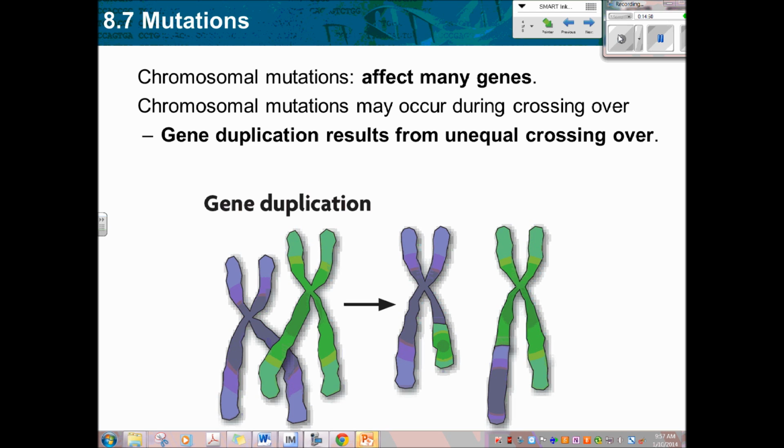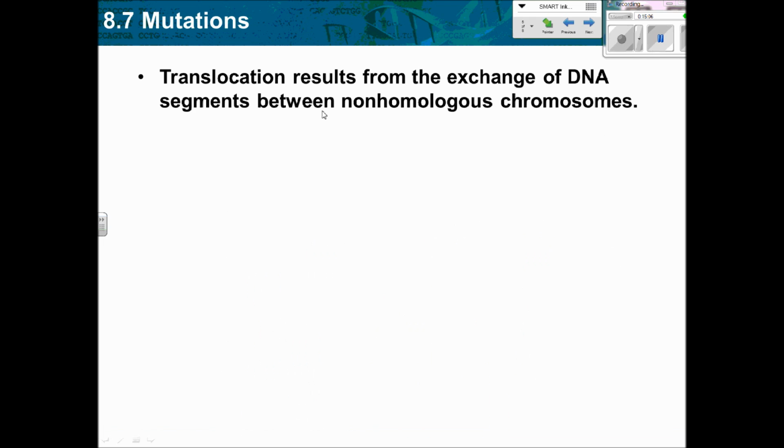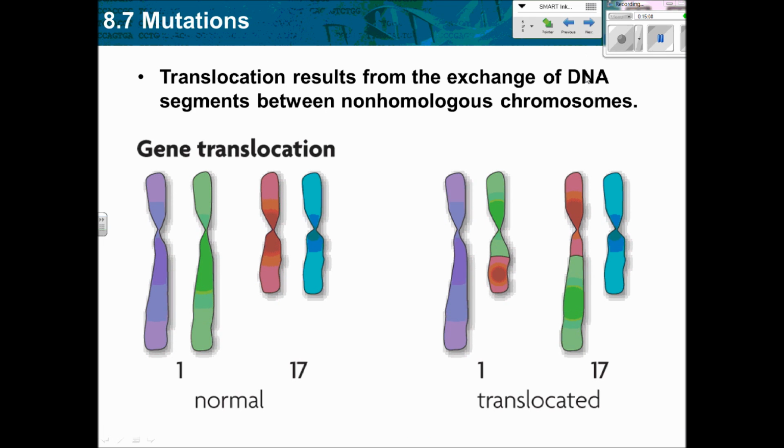So now this right here is duplicate genes. This guy is missing genes. So obviously that's going to be a problem, right? They're not going to be able to make the proteins they need. Now the second one is even worse, and that one's called translocation. These are just types of chromosome disorders.